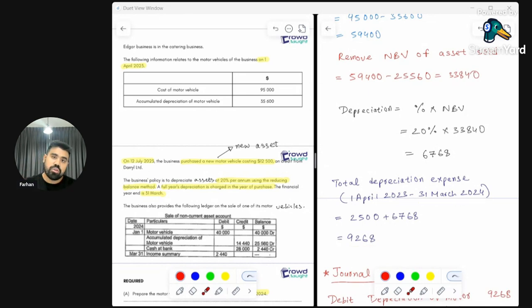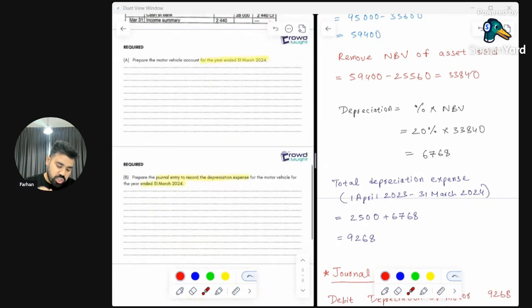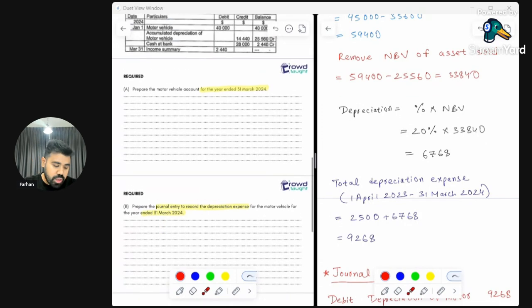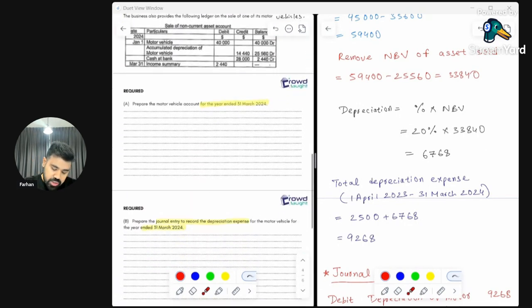The reason we found the total depreciation expense is because the question clearly specifies the year ended 31 March 2024, which means all the depreciation expense combined since the beginning of the year, which was since 1 April 2023. Now, how do we journalize this?